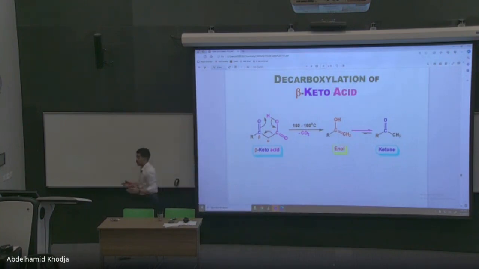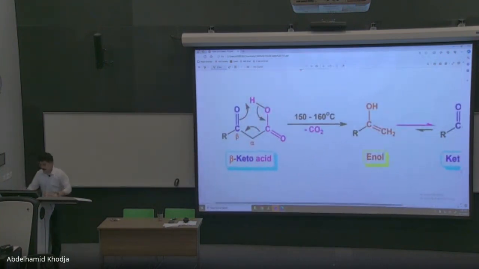What's going to happen? Very, very simple. Pick an arrow and label it number one. We're going to have the C double bond O from the beta ketone come in and take this hydrogen. That causes the electrons between the O and the H to collapse, forming a double bond, so that's step two. Step three is breaking this C-C bond, in a different color. When that happens, you have formed CO2, which would be here.